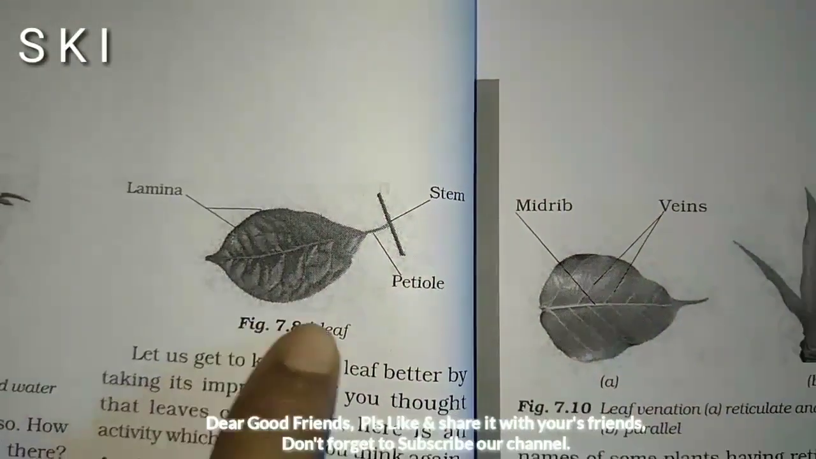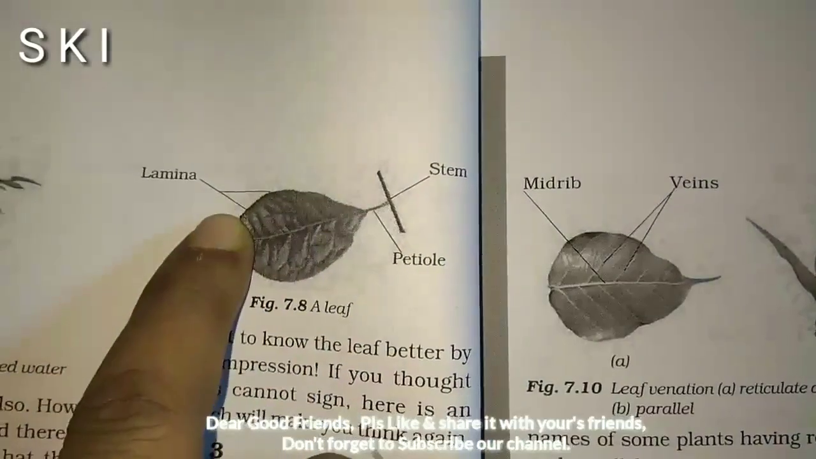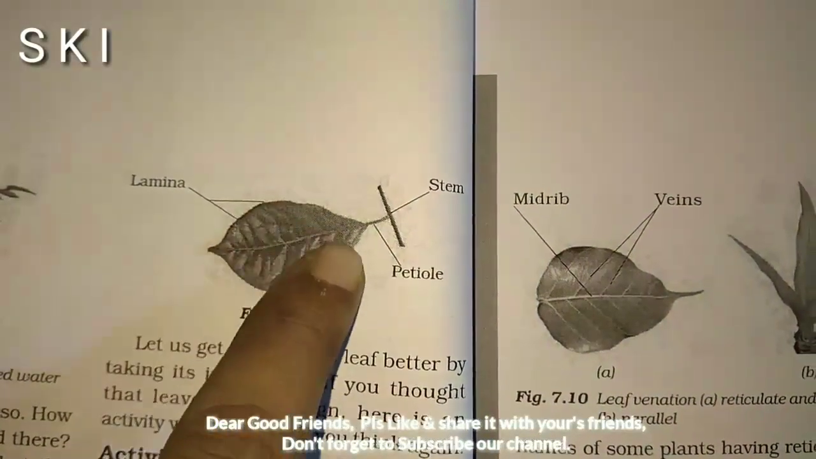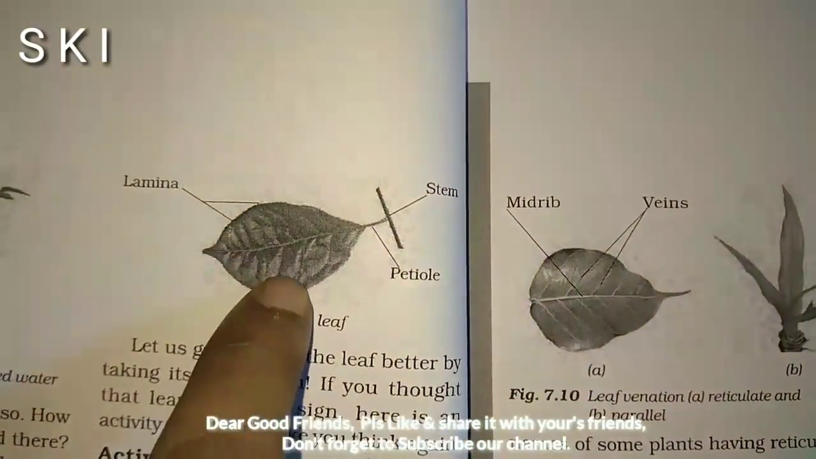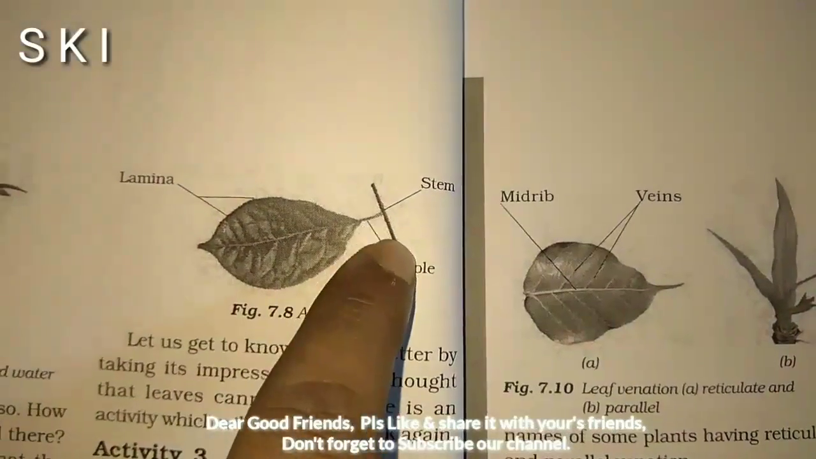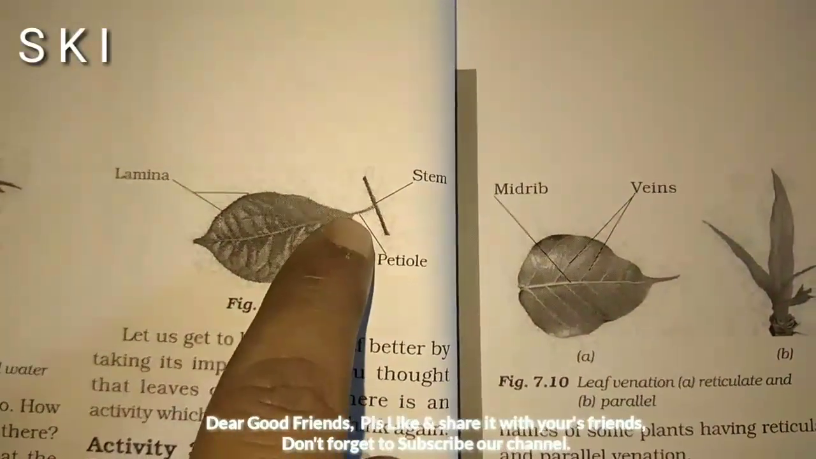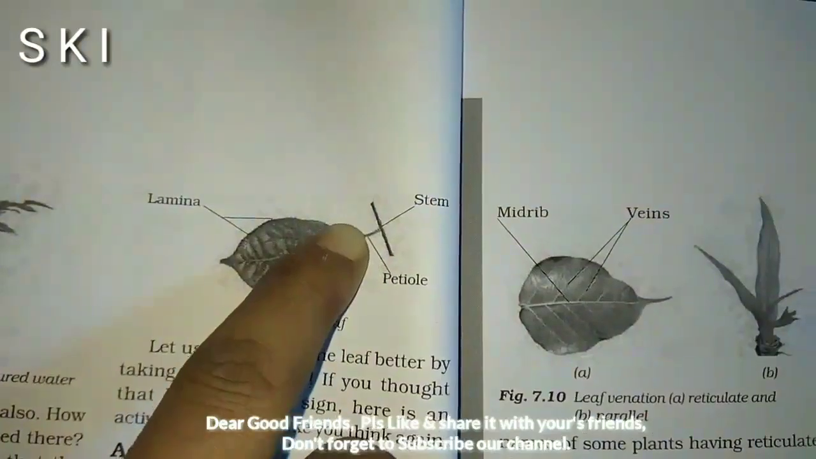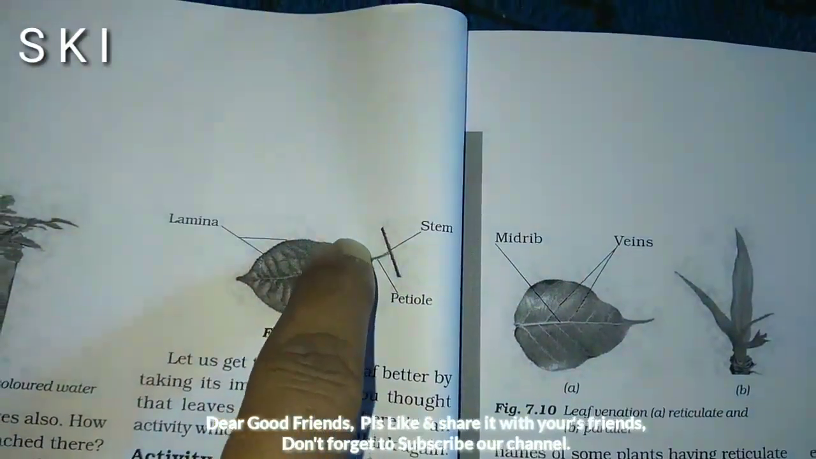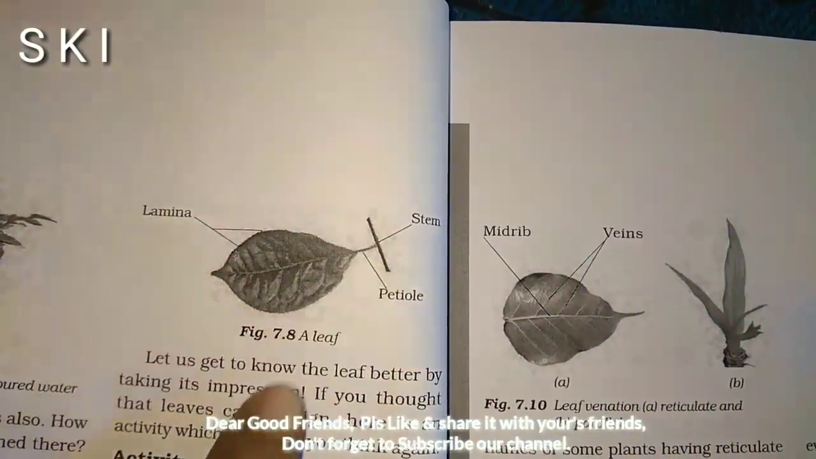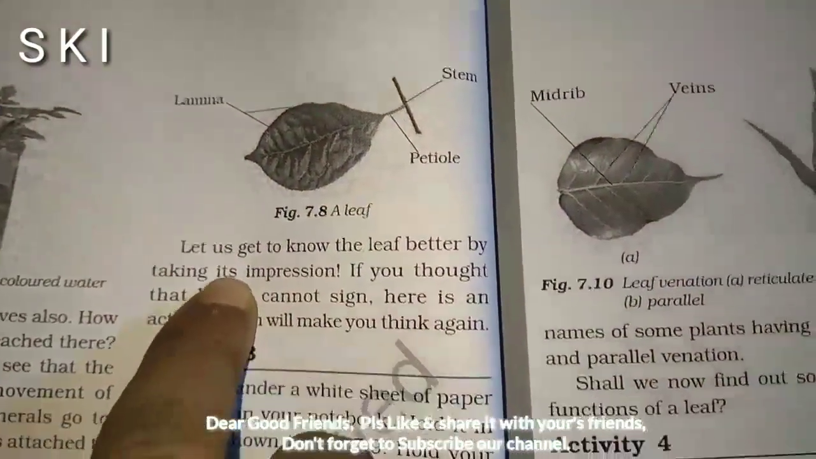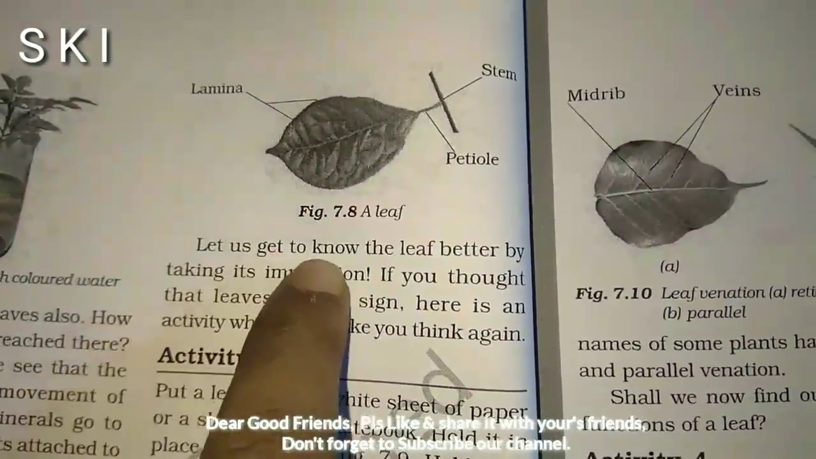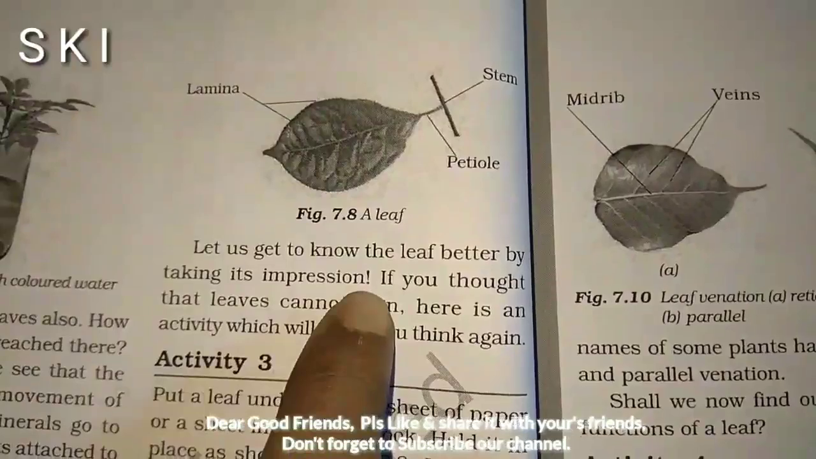Figure 7.8. A leaf. This whole part is called lamina. This is stem. This is petiole. This part is petiole, which attaches to the stem. Let us get to know the leaf better by taking its impression.